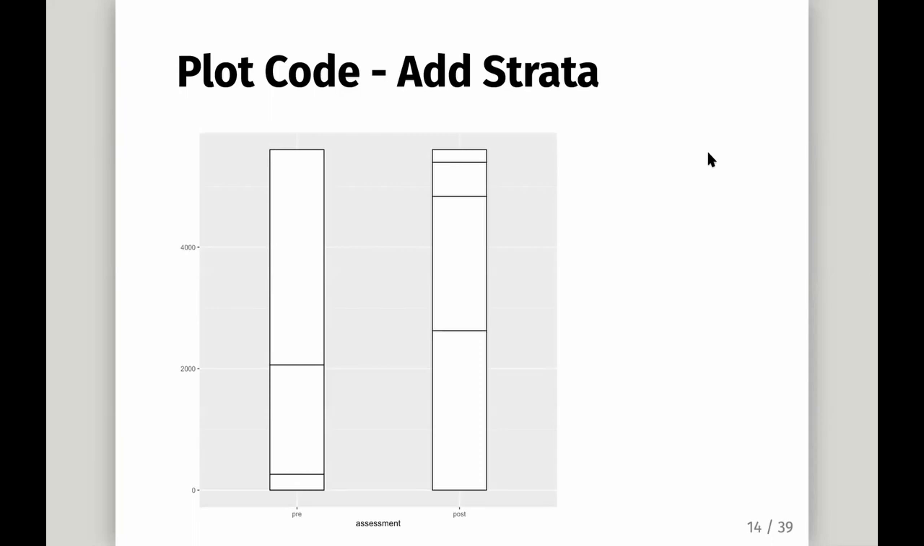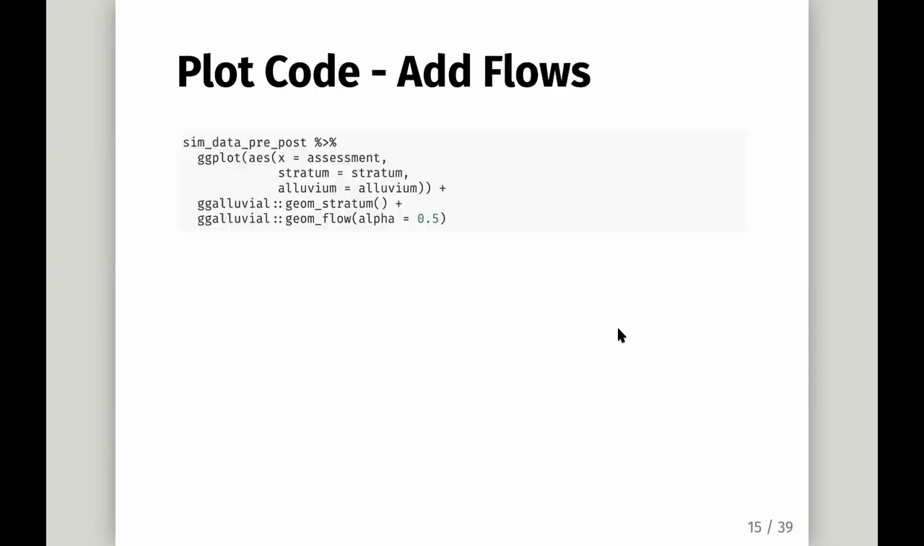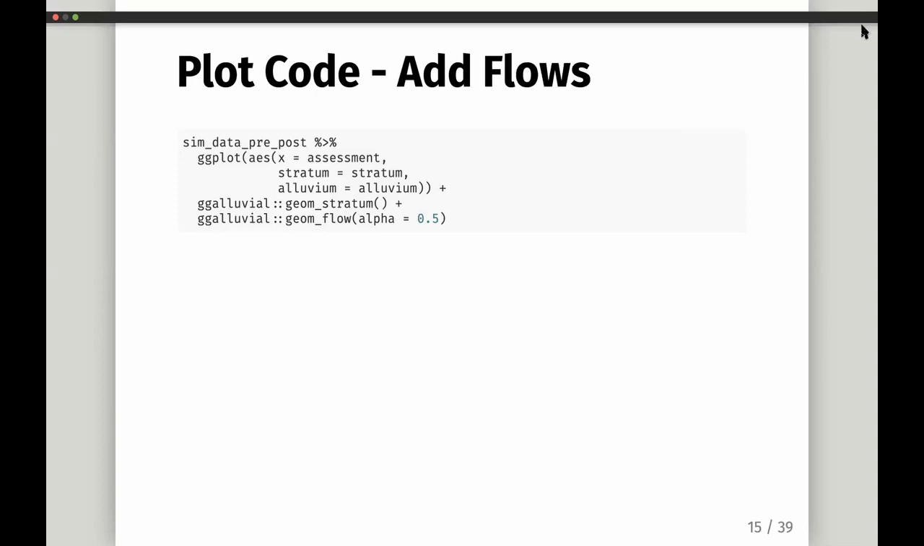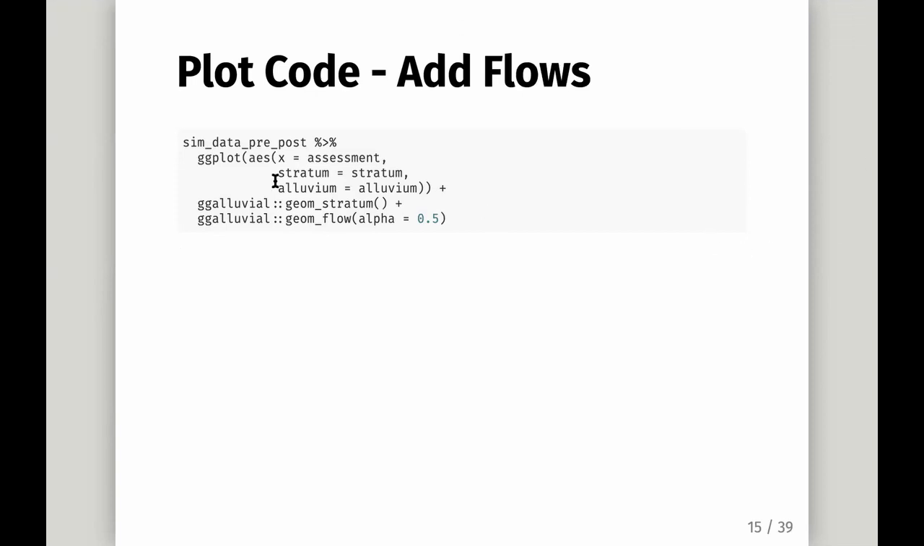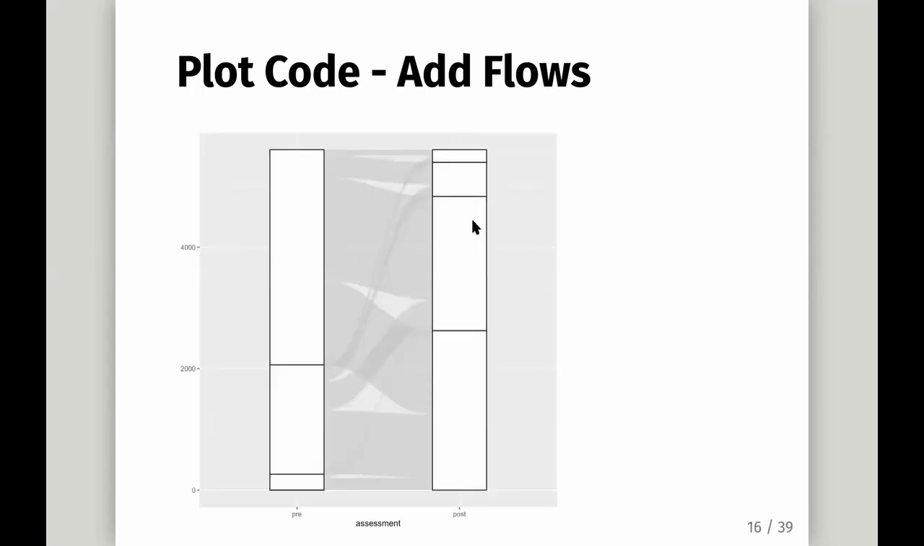With this, you can see that we've just got our stratum here. We don't have the flows between, we don't have any colors. So next I'm going to add the flows. This is just added here. Like I said, I add alpha at 0.5, so it's fairly transparent. So just adding this little chunk here. So now we see the flows.